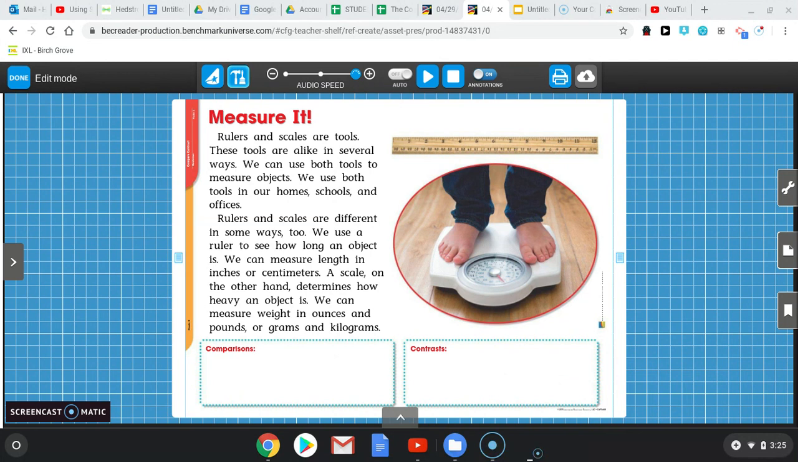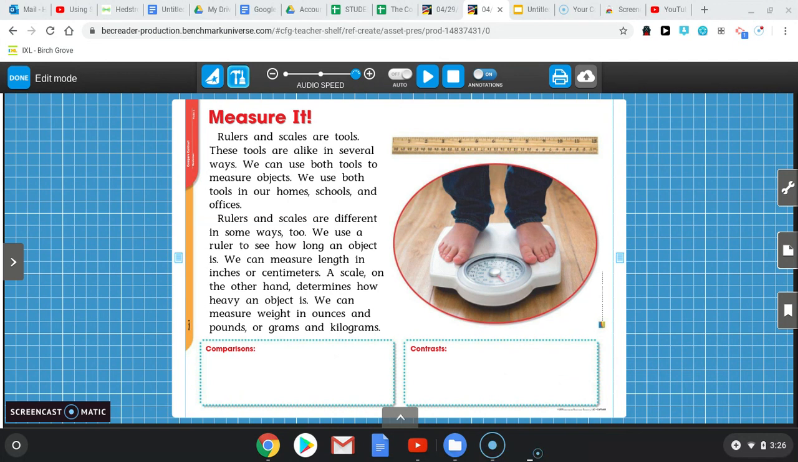Rulers and scales are different in some ways too. We use a ruler to see how long an object is. We can measure length in inches or centimeters. A scale, on the other hand, determines how heavy an object is. We can measure weight in ounces and pounds or grams and kilograms.